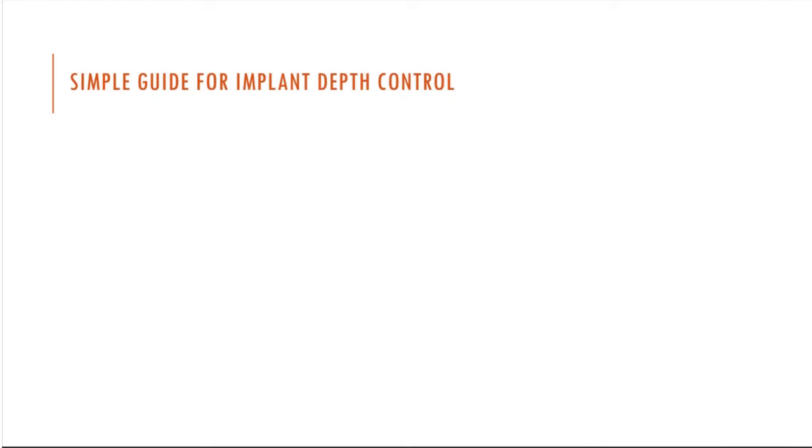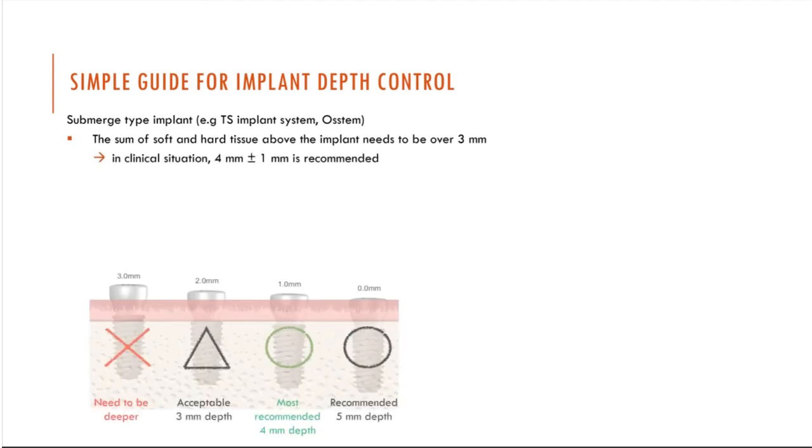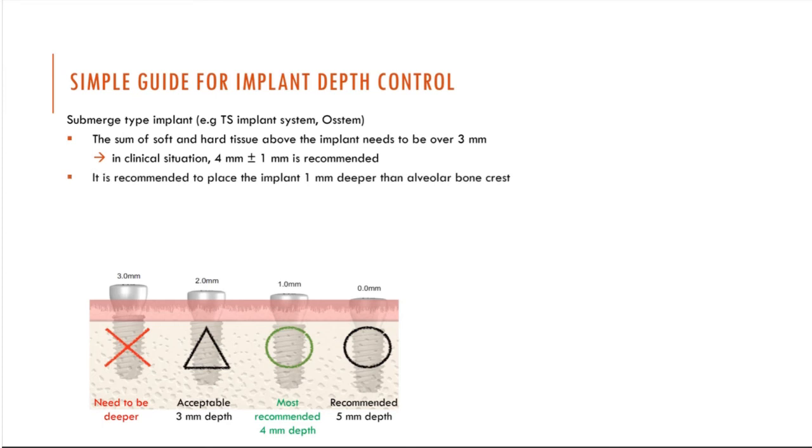There is a simple guide for implant depth control. In this case, we use the submerged type implant. So we measure the sum of the soft and hard tissue above the implant, and it needs to be over 3 mm. In clinical situations, more or less 1 mm is recommended. It is recommended to place the implant 1 mm deeper than the alveolar bone crest.